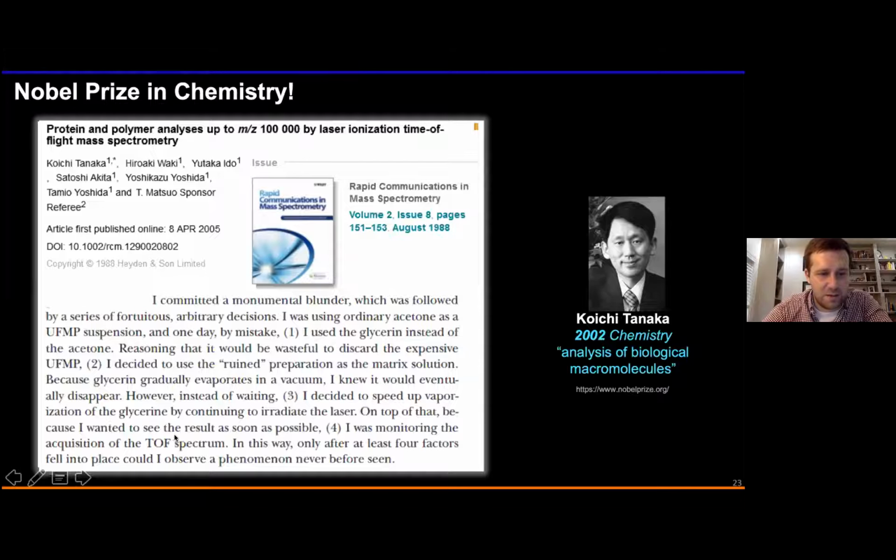And then on top of that, because he was impatient and wanted these results as soon as possible, he monitored the acquisition of the TOF spectrum while the laser was firing. So in this way, only after at least 4 factors fell into place could he observe this phenomenon that he had never seen before, that no one had ever seen before, and that he won the Nobel Prize for.